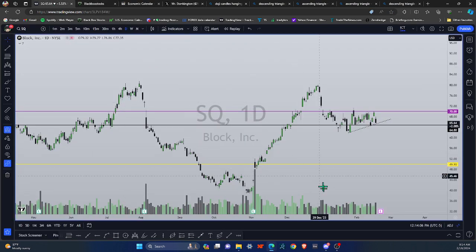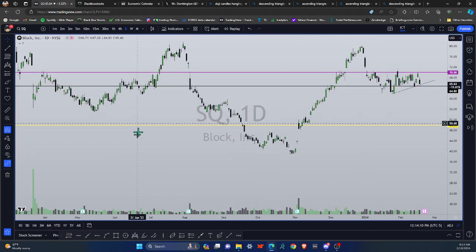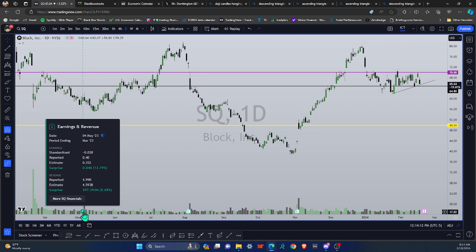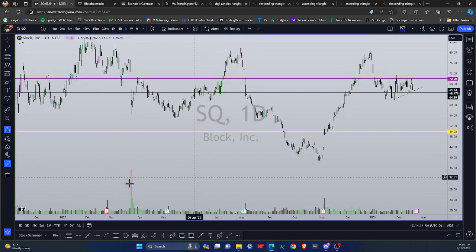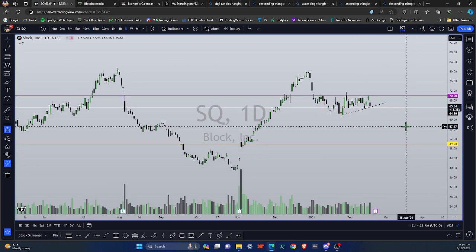How has Square been reacting to earnings? Good pop, big drop, flat. Yeah, I mean, I would be looking at setting alerts on these levels. Let's check out some of these others.